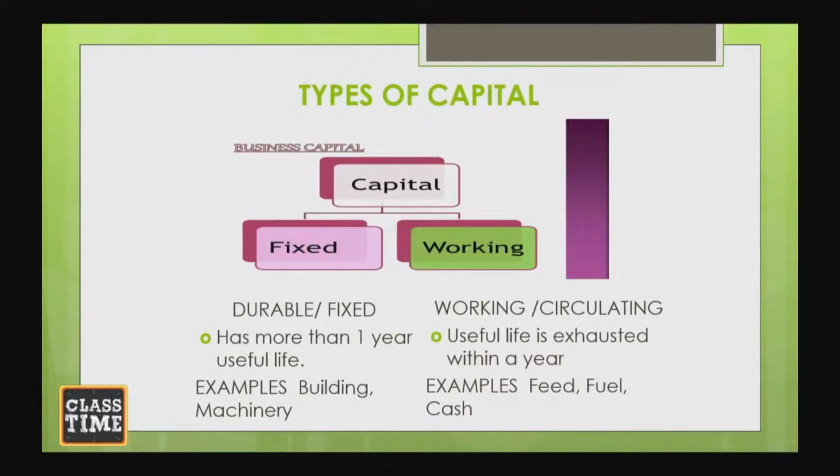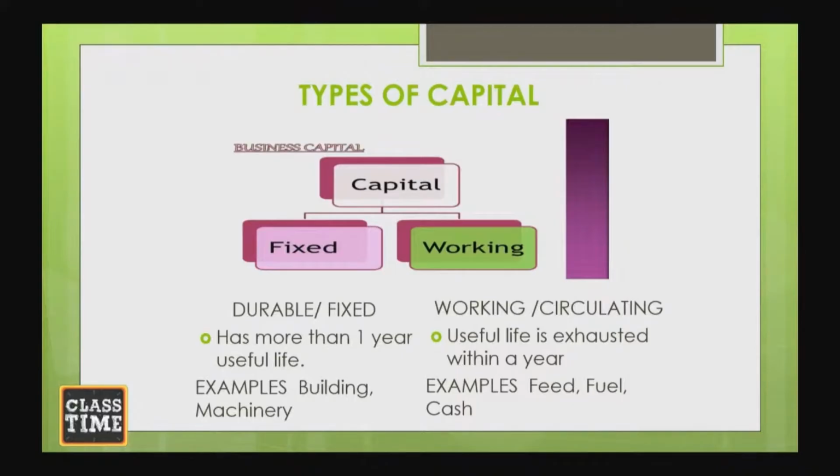Then we look at working capital. Working, as the word would imply, means it's constantly being replenished. It's a revolving process. So for example, we look at feed. Each time you use feed, you have to replace it. So it's constantly being used up and replaced. Normally it doesn't last for a year. It normally lasts for less than a year.